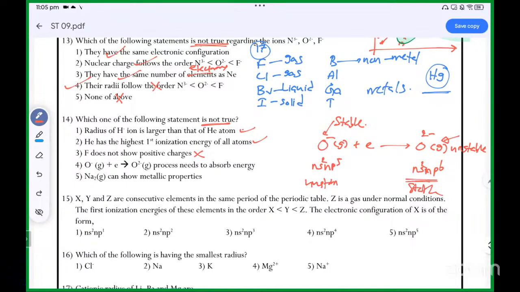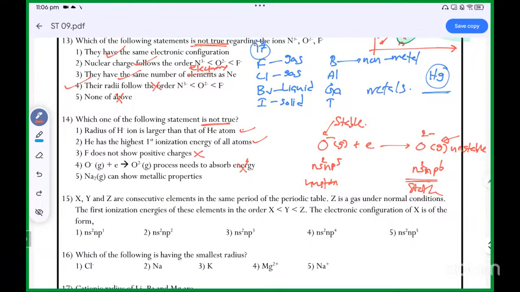If somebody is going from instability to stability, it should release energy, because the end result has low energy and high stability. The relationship between stability and energy is that higher stability means lower energy, right? So it is going towards stability. If it is going into stability, it should release energy, not absorb energy, right? So this statement is wrong. The process needs to absorb energy. That is wrong.